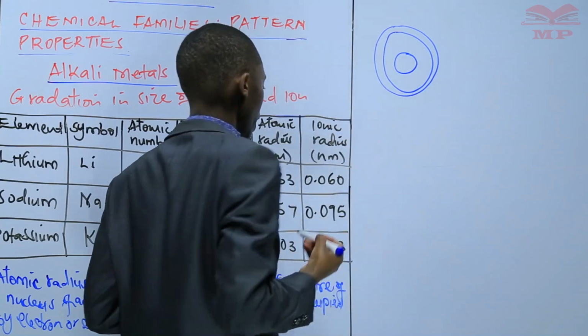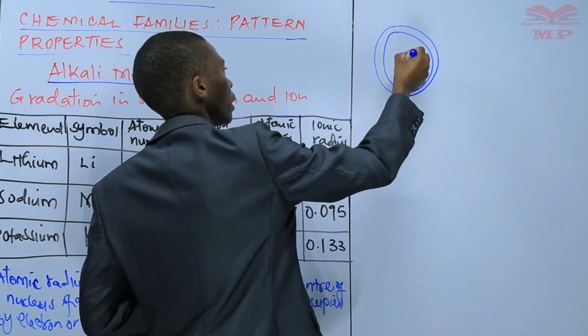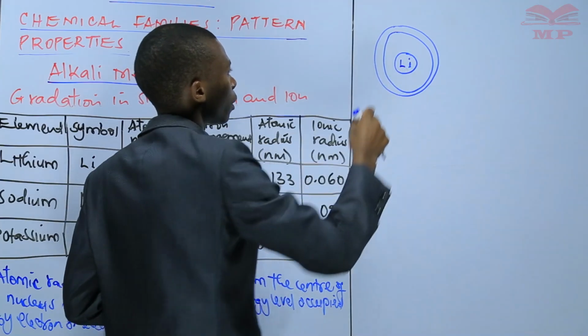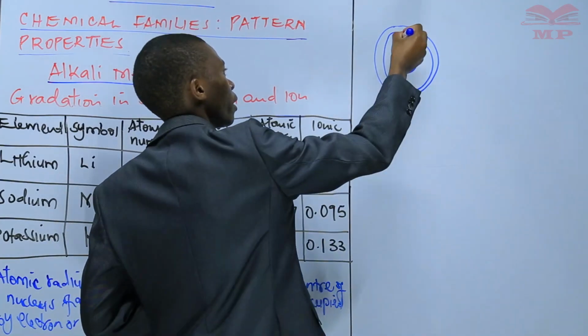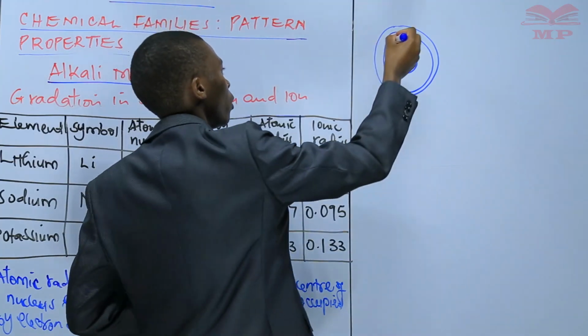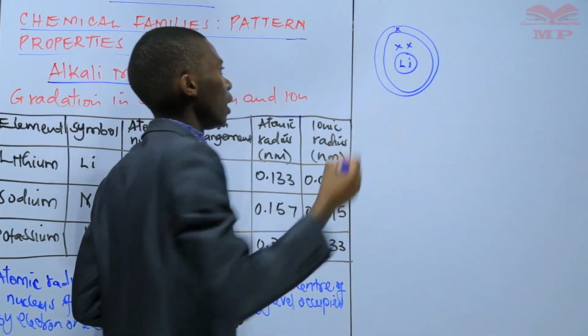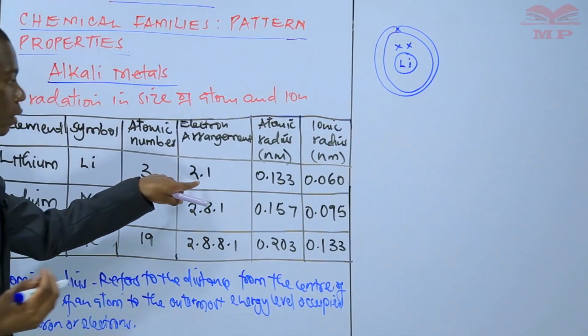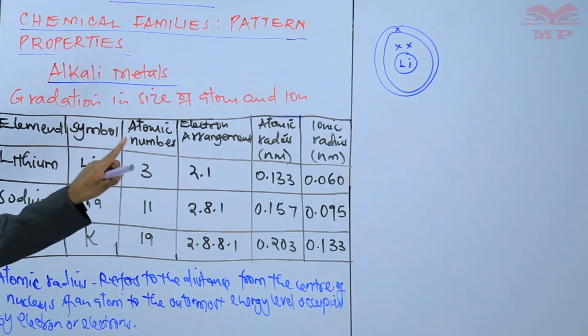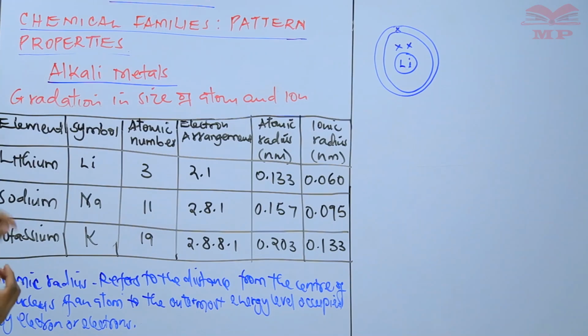This is the nucleus of that atom. Let's say the atom is lithium. So the lithium atom, this is the first energy level. The first energy level has 2 electrons, and the outermost energy level has 1 electron because the configuration of lithium is 2-1. So 2 electrons in the first energy level and 1 electron in the outermost energy level.